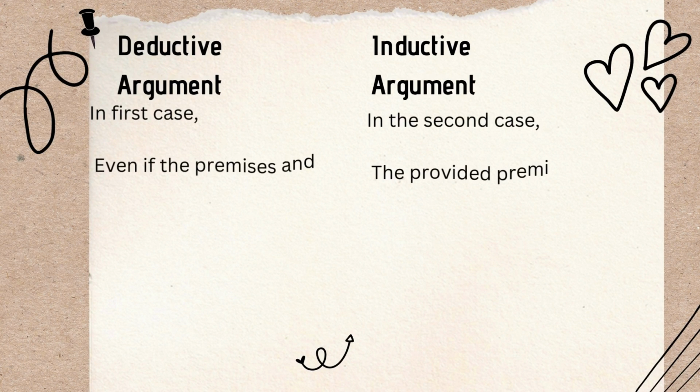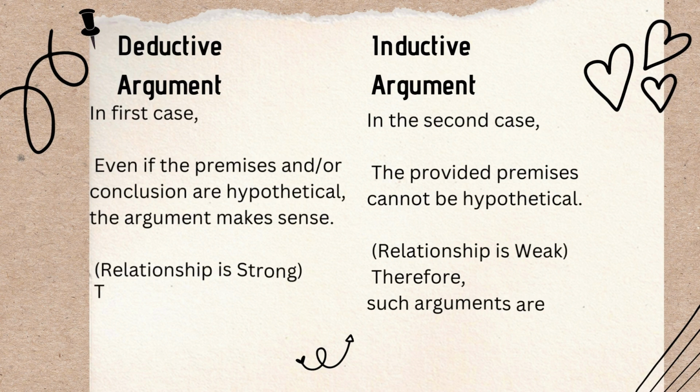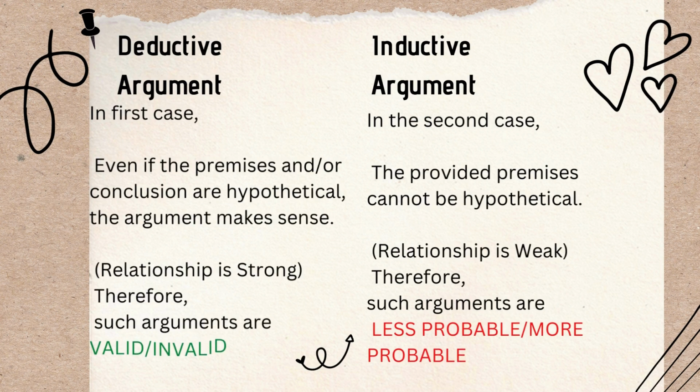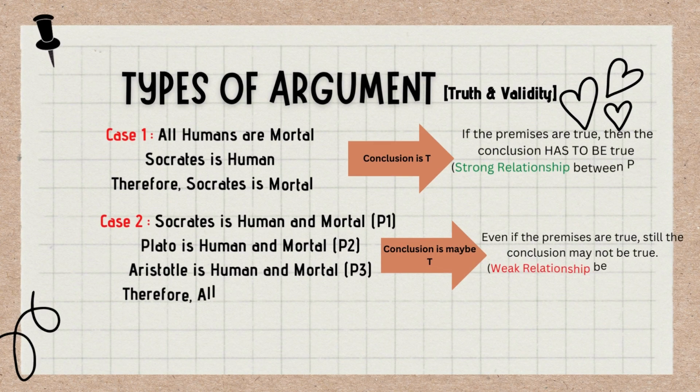As I said, we have two types of arguments in classical logic. Argument in the sense of structure. As we saw in the first case, we have two types of arguments, which are the deductive argument and the inductive argument. Let's look into what a deductive argument is. The first case is equal to the deductive argument. Even if the premises and conclusion are hypothetical, the argument makes sense. As I said before, in case 1, it is simple. We can conclude both premises are true, so the conclusion is true.